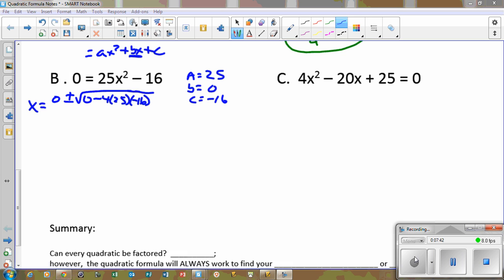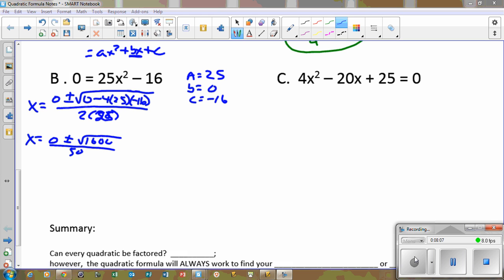Which you got a minus, and then you end up with a negative number here, which ends up being a plus, right? Because we know we can't take a square root of a negative. And then this is 2 times 25. Got ahead of myself there. So this becomes 0 plus or minus the square root of 1600 when you multiply those numbers together, over 50.